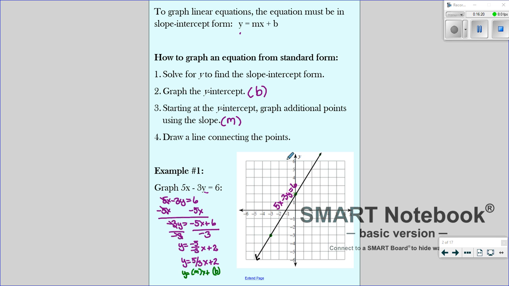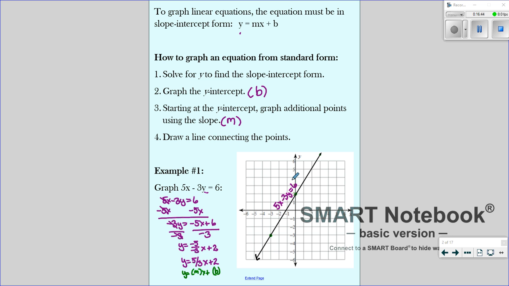In y equals mx plus b, b is the number that stands alone. So that way you know that's the number you have to begin with. Then you use the slope to tell you how far you go up or down, and then left or right. And m, the slope, is always attached to the x, the variable.